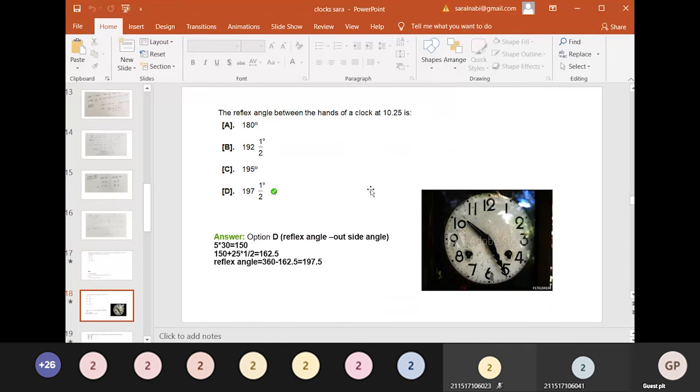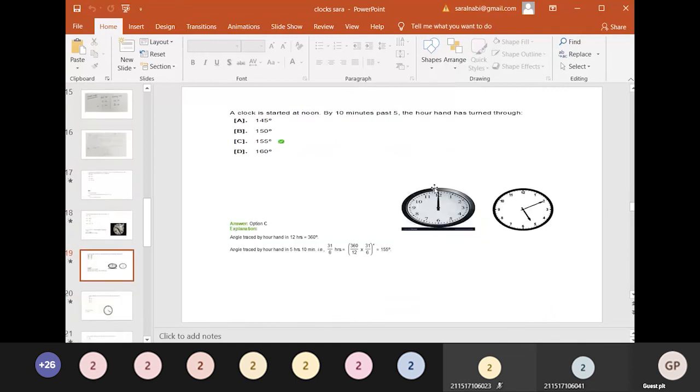So what is the next question? The reflex angle between the hands of the clock at 10:25. A reflex angle is nothing but the outside angle. So we can calculate the angle between the hands at 10 hours 25 minutes and then subtract it from 360 degrees. The total is 360, so we subtract it from 360. This is again the same thing.